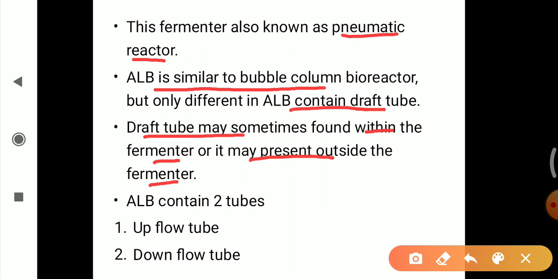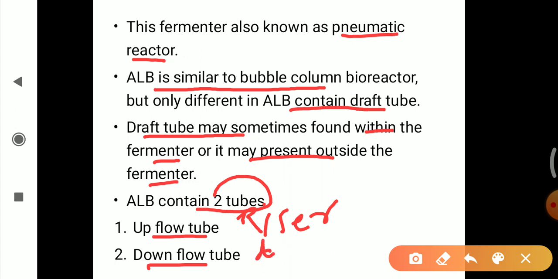Airlift bioreactor contains two tubes, the upflow tube and the downflow tube. Upflow tube means liquid ascending, downflow tube means liquid descending. Upflow tube is also known as the riser region, whereas downflow tube is also known as the downcomer region.